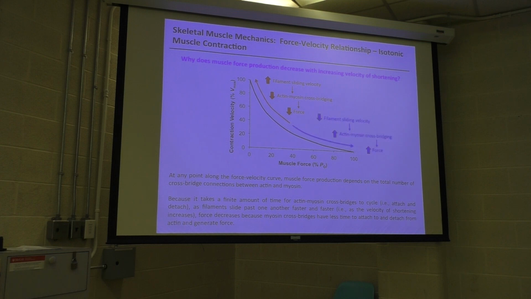Conversely, if you give your actin-myosin time to bind, you're going to increase the cross-bridging. The cycling is going to be more efficient in terms of the number of binding partners, and the force is going to go up. Does that make sense? Questions? Good.